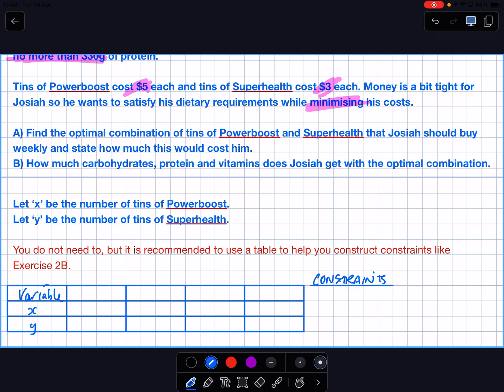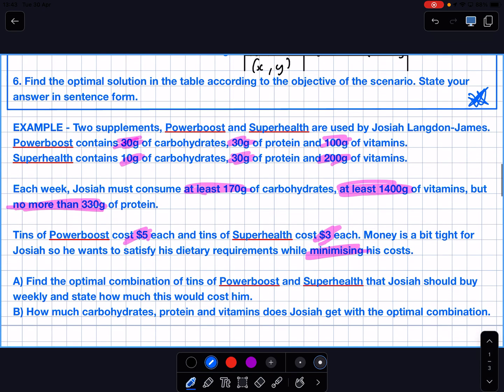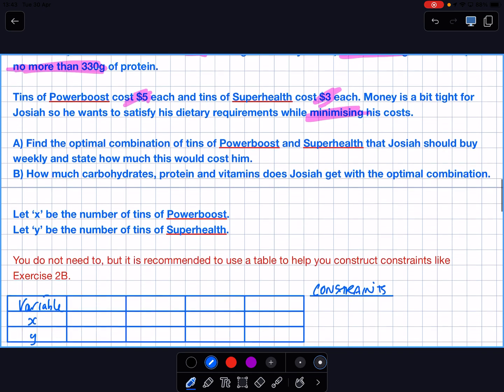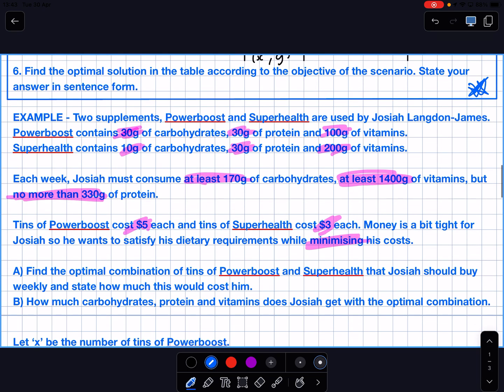Variable X is the number of tins of Power Boost. What are the constraints here? What is limited? What are we saying that we're not allowed to have too much, or we have to have at least? We have to have at least. Yep, what? Starts with a C? Carbs. Good, that's a constraint. So let's put a little title here for carbs. What's another constraint? What's something that I have resources for that I'm limited with? 400 grams of vitamins. Just tell me what the thing is. Do it in the order. Carbs. Protein.